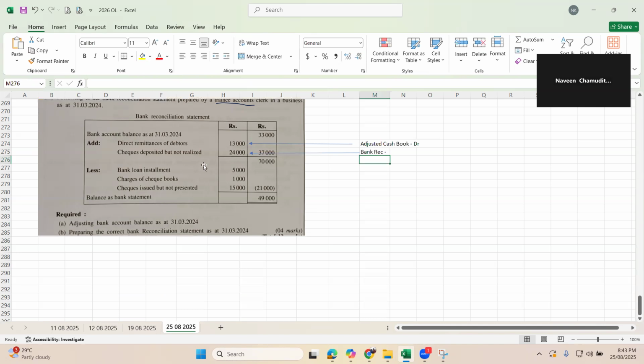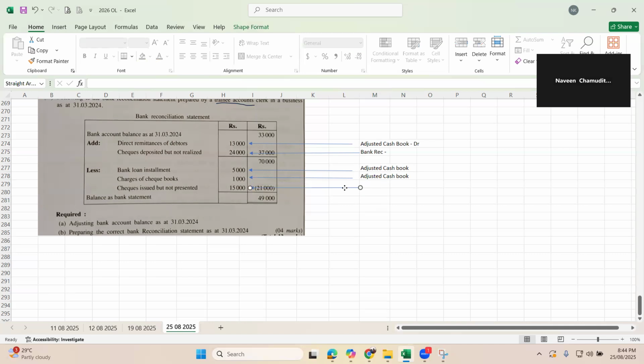Then the bank loan installment, again, a payment. Payment they have taken to reconciliation, which is wrong. You must take this to the adjusted cash book. Then charges for the checkbook, again, it's wrong. You must take it to the adjusted cash book. Check issued but not presented, you must take it to the reconciliation statement, but it won't be a minus figure, it will be a plus figure, right? But they have taken it as a minus figure, that's wrong. Then the balance as per bank statement may be wrong.